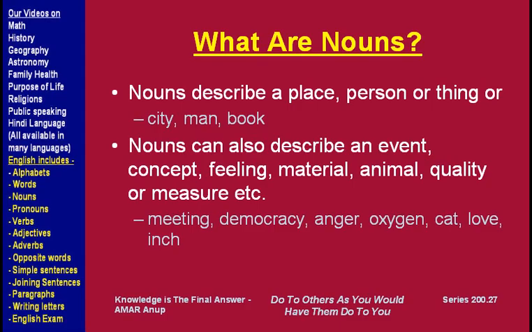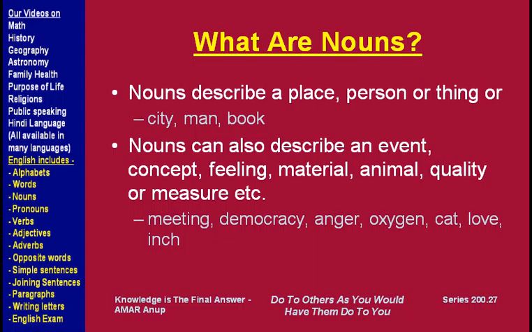When we say city, it's a place. When we say the word man, it describes a person. When we say the word book, it describes a thing. So nouns describe a place, person or thing, and this is the first half of the definition.